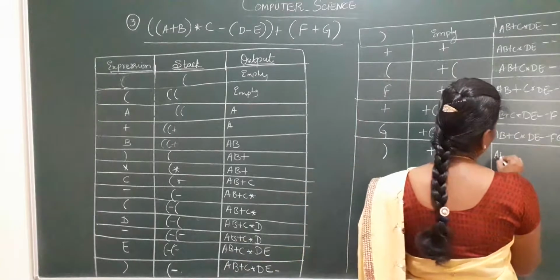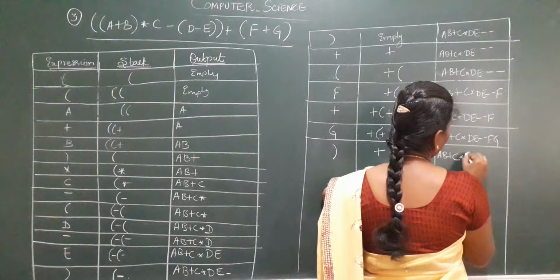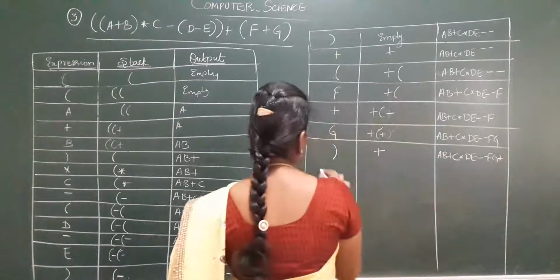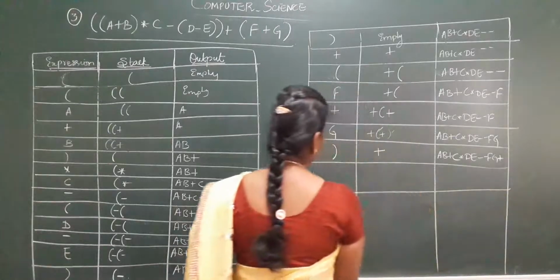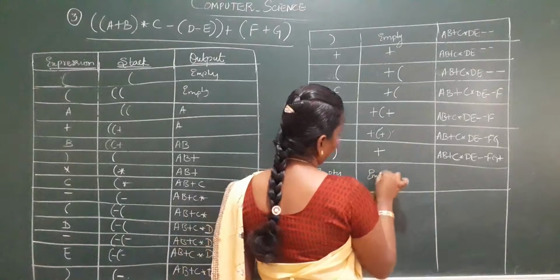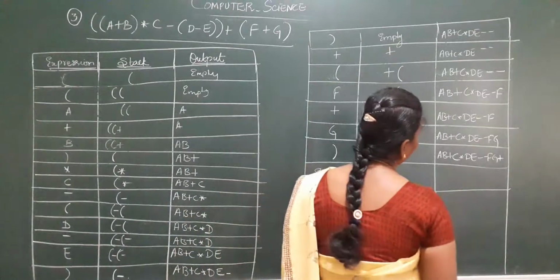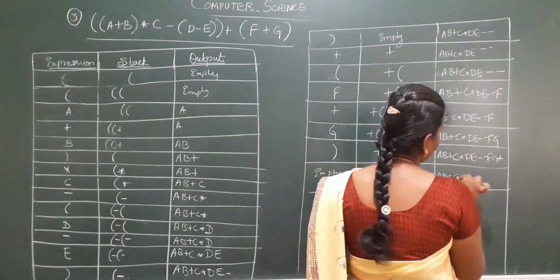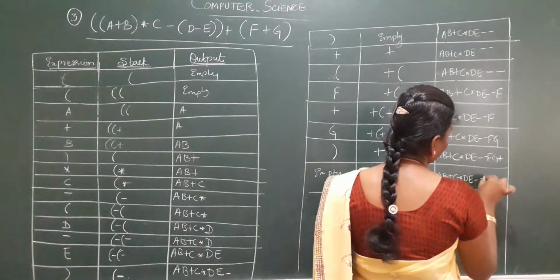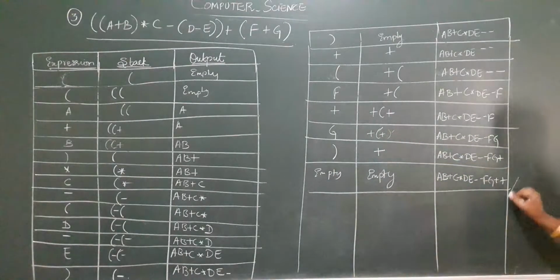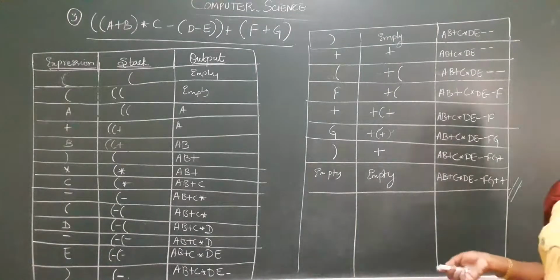So I have A B plus C star D E minus minus F G plus. Okay, next this will be empty. This also will be empty. Why? Because I am going to pop out plus again to your output. So what will be your answer? A B plus C star D E minus minus F G plus plus. Okay. So this is your final answer. So this is example 3. We will see one last example.